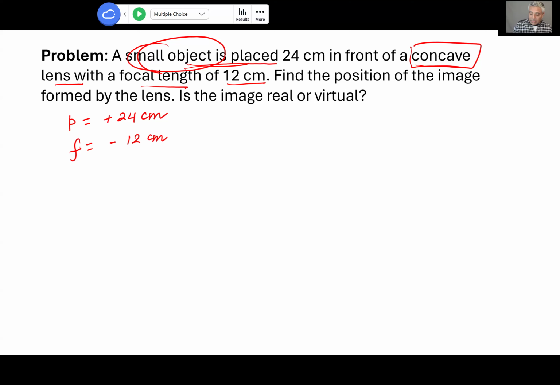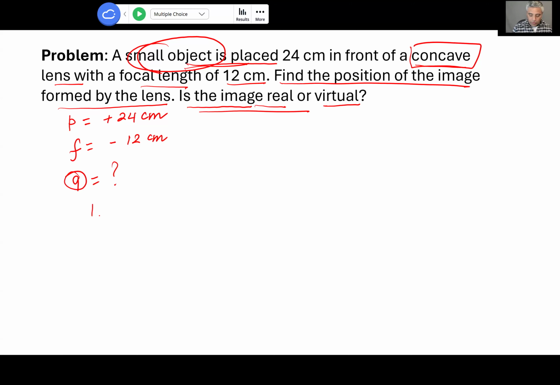Okay, so that's that. Find the position of the image formed by the lens. So image position means Q is what? And it also says, is the image real or virtual? If we get Q positive, that means it's a real image. If we get Q negative, that means it's a virtual image. That's how we can answer this question just by solving for Q.